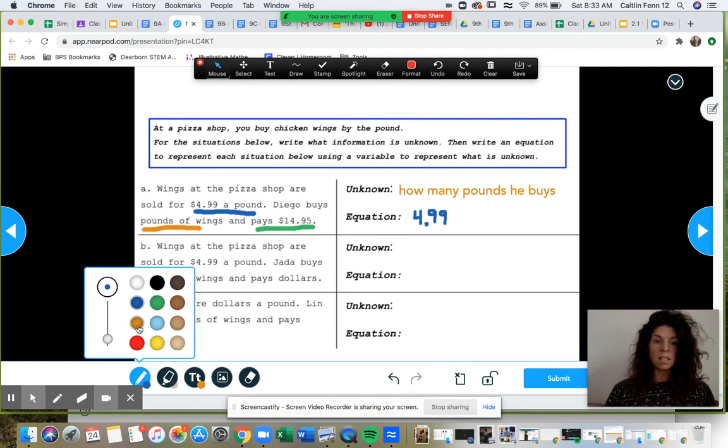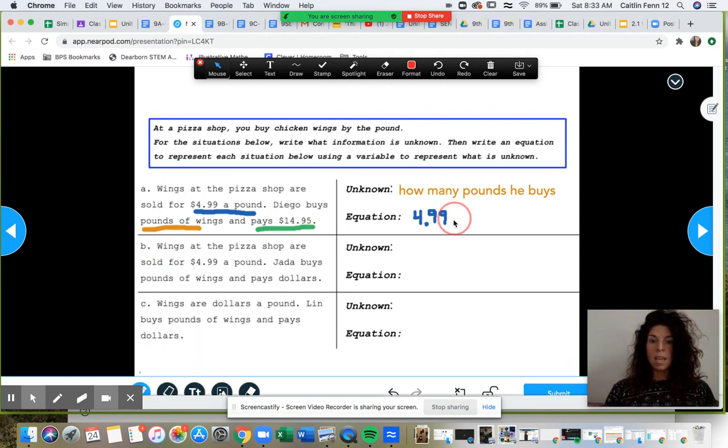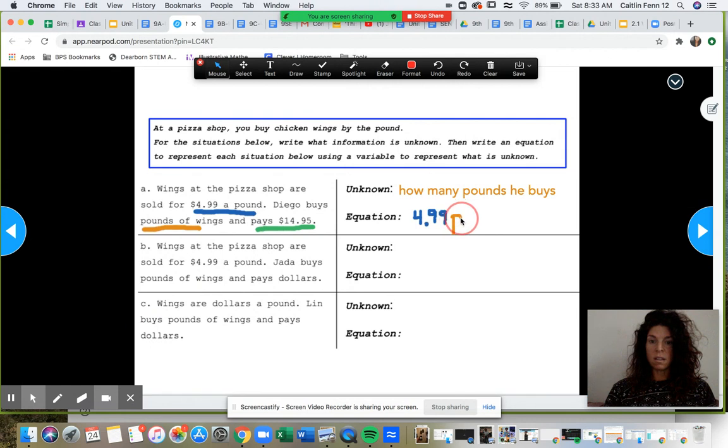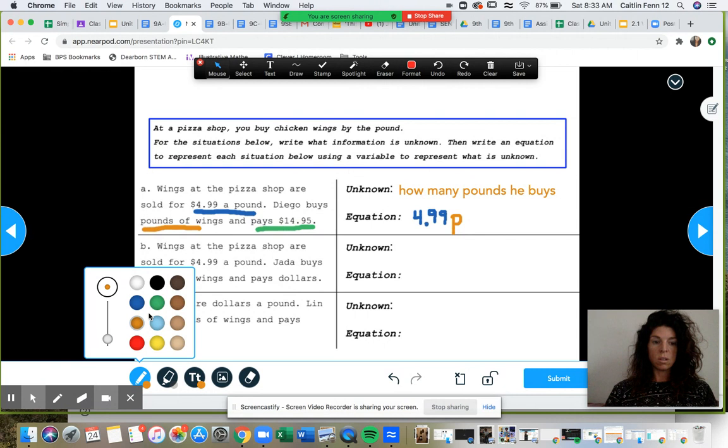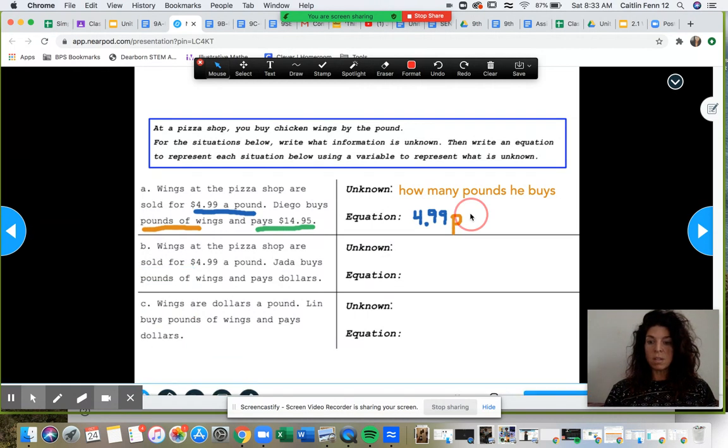So $4.99 times P pounds of wings. And when we put them right next to each other like that, that means multiplication. The number in front, we call that the coefficient. And then the variable right next to it, that means multiply those two numbers. And we know that when we multiply those two numbers, that will tell us the total amount he paid, which they told us, which is $14.95.